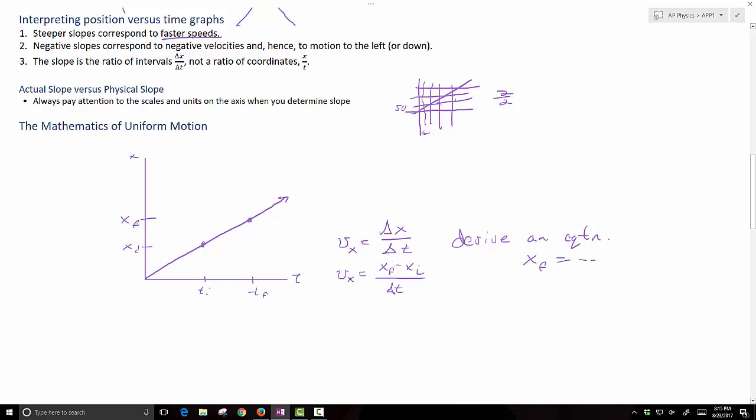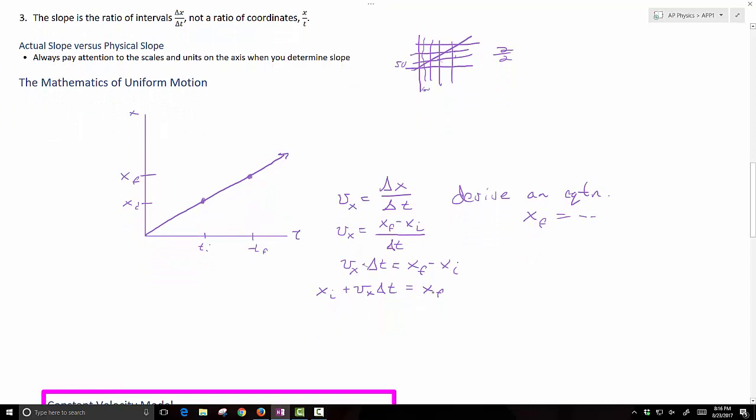So what I'll do is multiply by delta t. I get Vx times delta t, so the velocity times the time is equal to xf minus xi. And now to solve for xf, I just add xi to the other side. So I end up with xi plus Vx delta t equals the final position. I'm going to rearrange this because I like my single variable. I want it as a function.